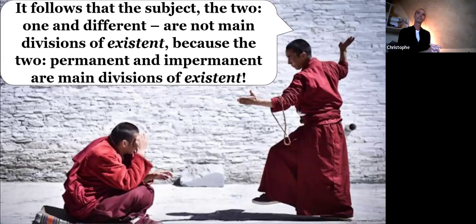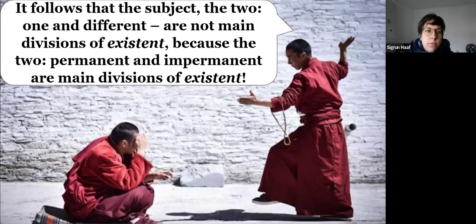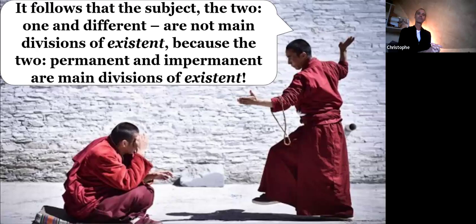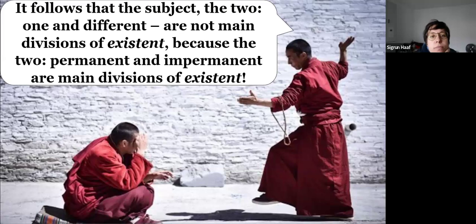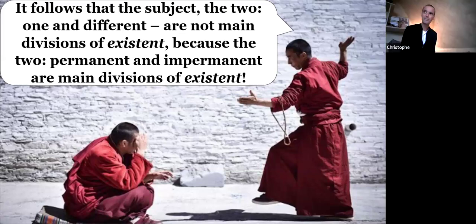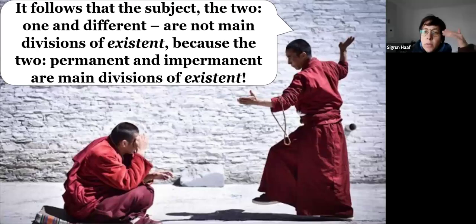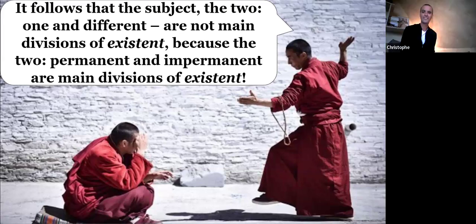I would say the reason is not established. So the reason is not established would mean that the two, permanent and impermanent, are not main divisions of existence. And also, then no pervasion. But main division, is there only one main division or are there several? What does main division refer to? We could say that main division, usually we have one and different, permanent and impermanent, so there can be several main divisions, right? Not only one main division, it's only about the language. Exactly. Then no pervasion.